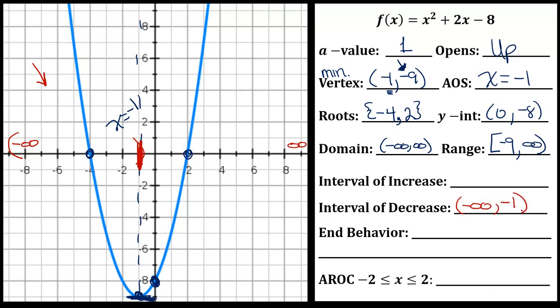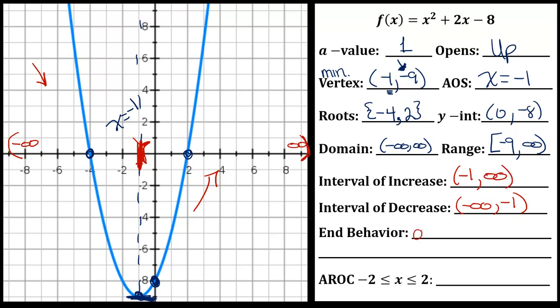Now, I will also say that with intervals of increase and decrease, I always use parentheses. I never use a bracket. I never include that value. Some other mathematicians may. Then from -1 to positive infinity, our graph is increasing. So we're going to say -1, our AOS, to positive infinity.